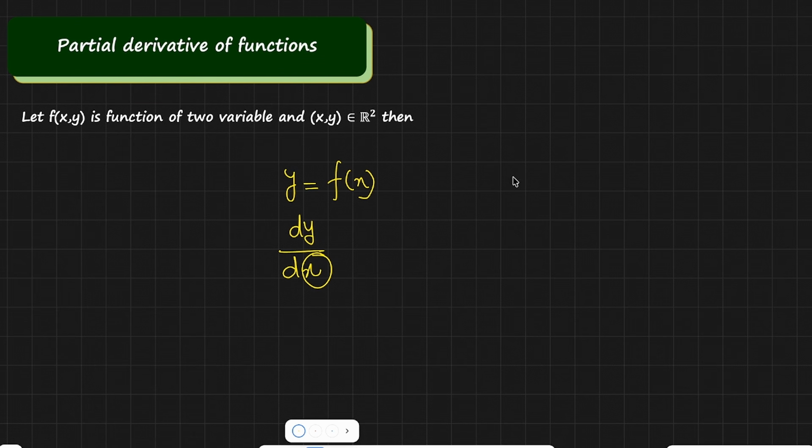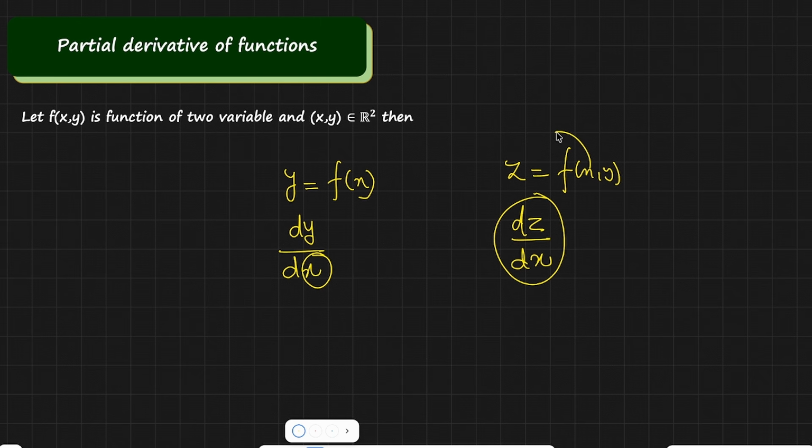Okay, if we have, let's say, z is equal to f of x comma y, then here we can't get dz by dx, because here we have y also. So in this case we have to differentiate once with respect to x and next time with respect to y. This is called the partial derivative.